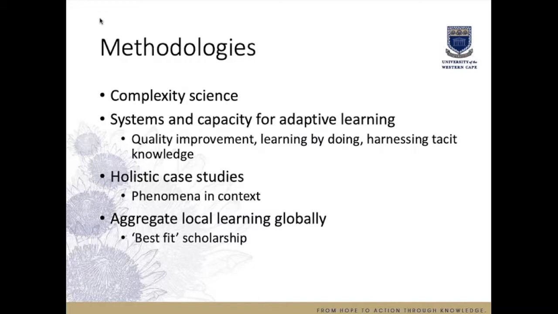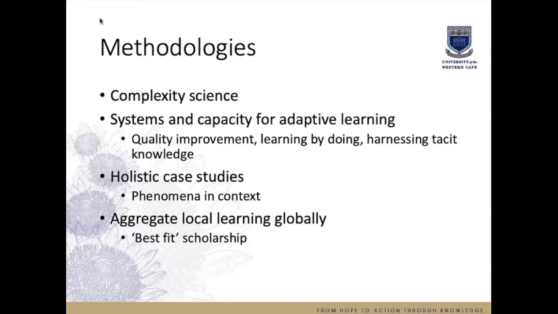Secondly, one needs systems and capacity for adaptive learning. So it's not just about research, but it's also about thinking how systems can learn. It relates to strategies of quality improvement and the use of rapid improvement cycles, an emphasis on learning by doing in systems, and the ability to harness the tacit knowledge that local players have.